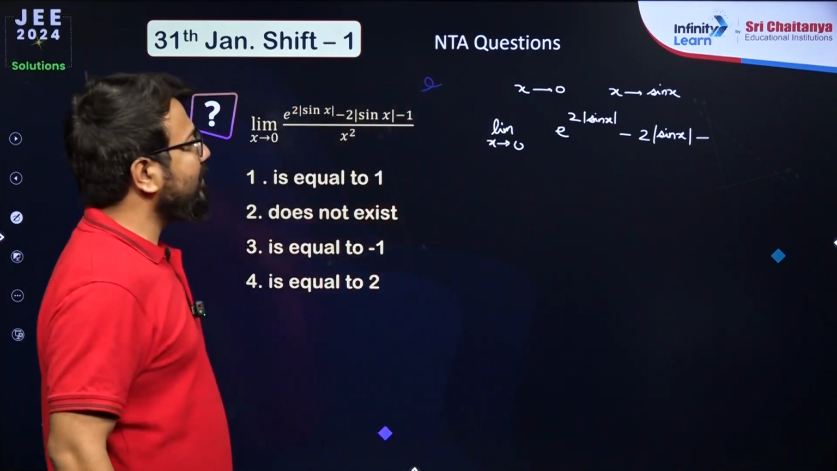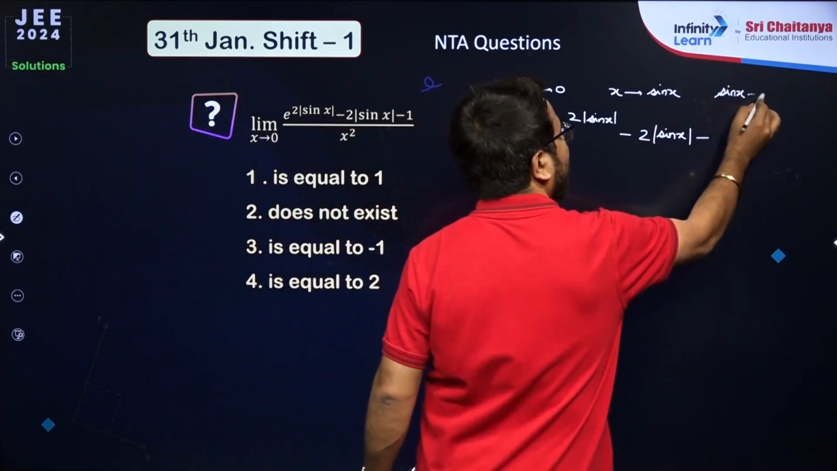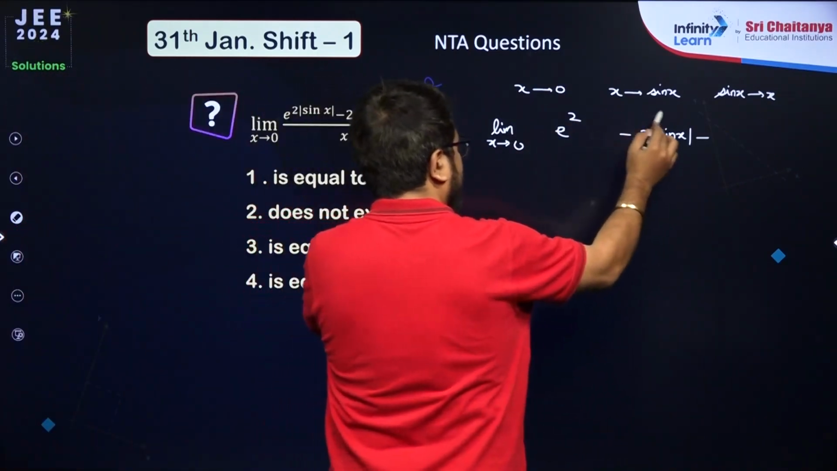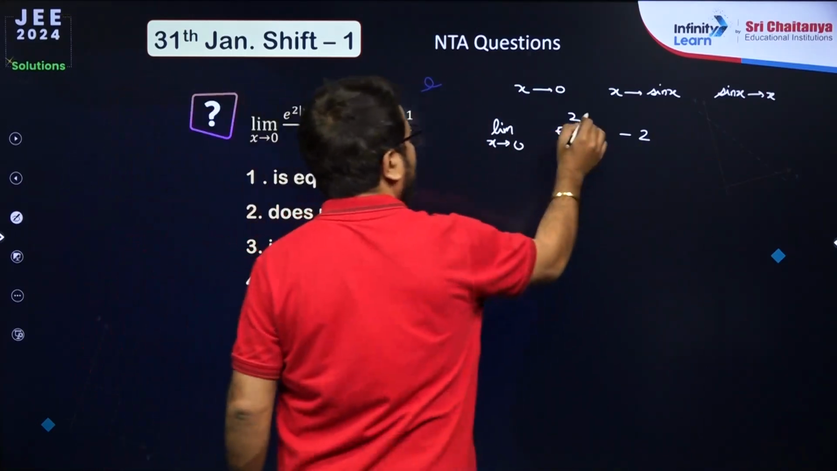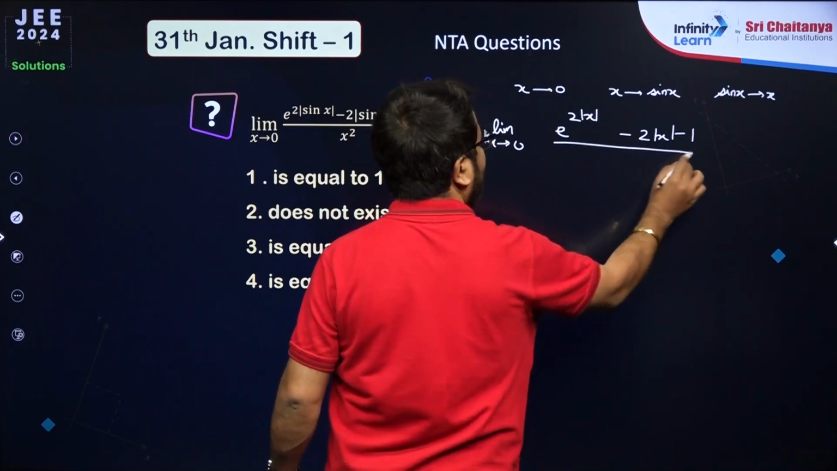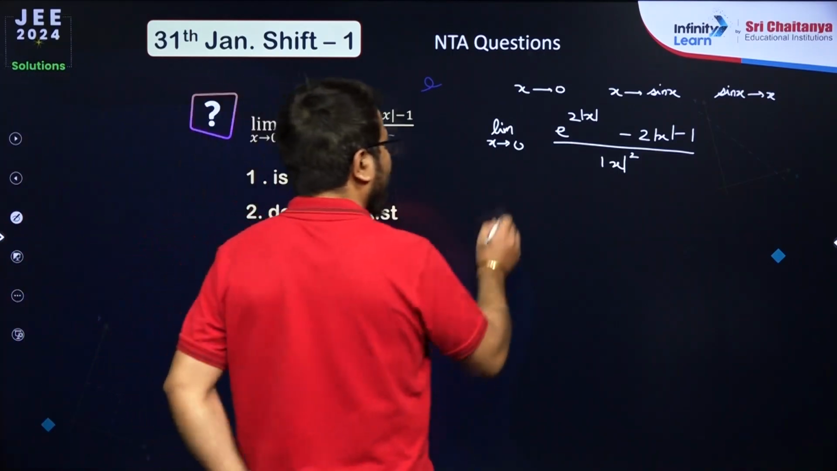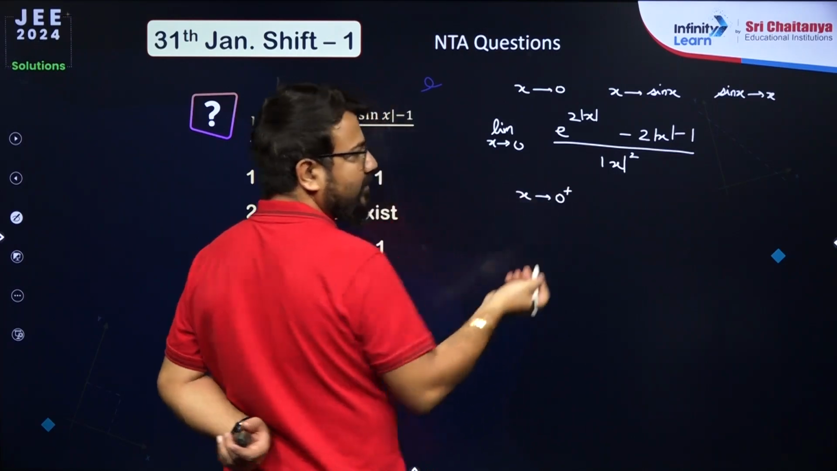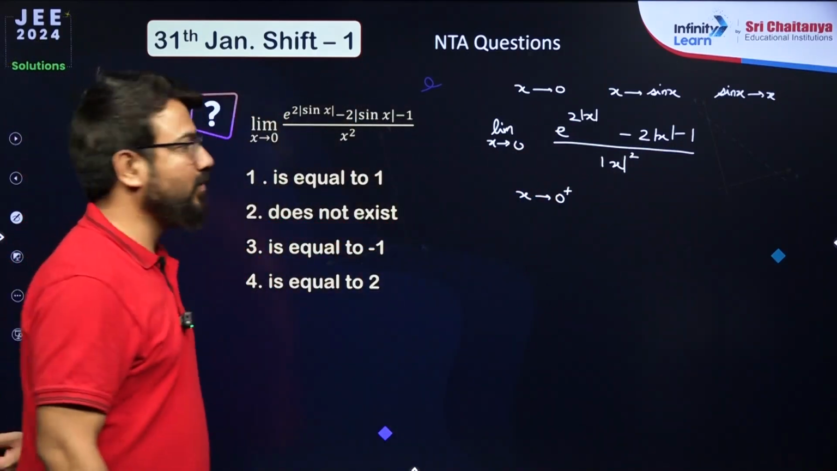Or we can also do that sin x can be replaced with x. Whatever you want, you can do that. I think that would be more convenient for you, so let us replace this sin x with x. So it becomes 2 mod x, then minus 2 mod x minus 1 whole divided by, instead of x square, mod x square. I hope you understood this. Now, if I am considering x tending towards 0 plus, then mod x will be equal to x itself. And I know that this is a 0 by 0 form.